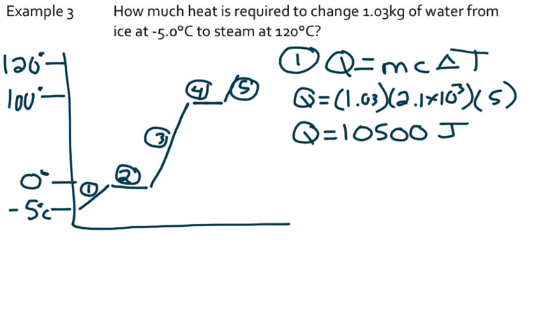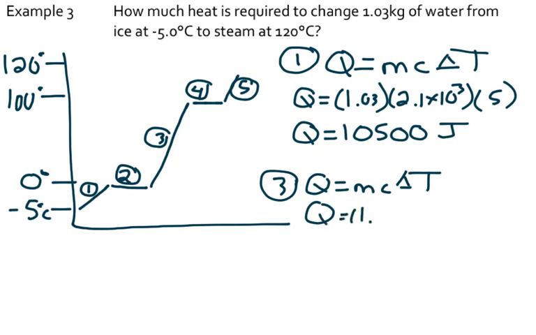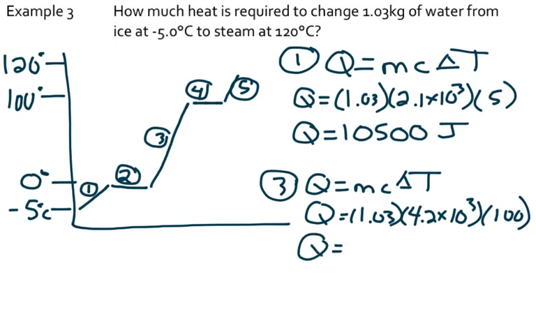I'm going to deal with all the temperature changes in one shot, so we'll do section 3. This is the liquid water heating up. So again, we'll need Q equals mc delta T. The mass is still 1.03 kilograms. c for liquid water specifically is 4.2 times 10 to the 3. And now this section in here is a 100 degree temperature change. Multiply that out, and we get Q is 432,600 joules.